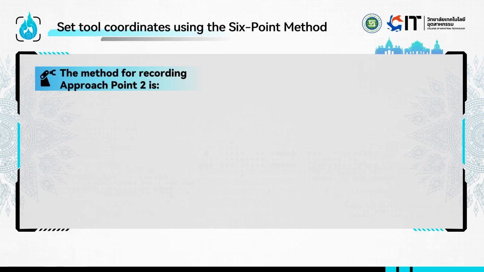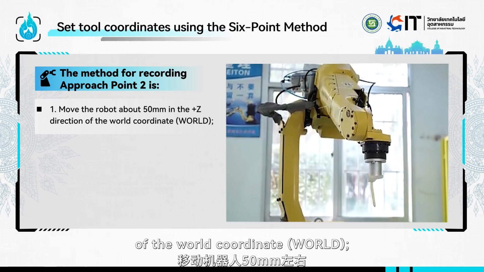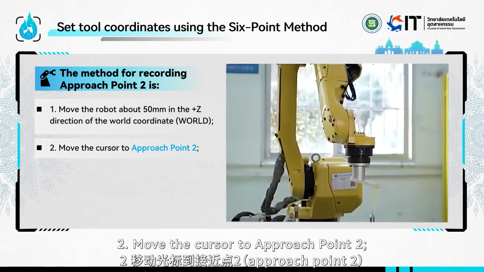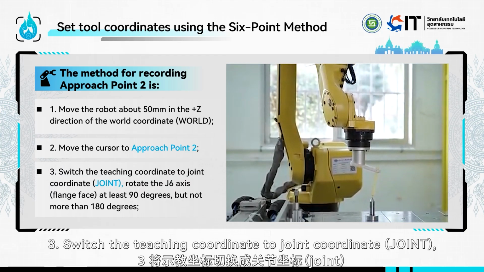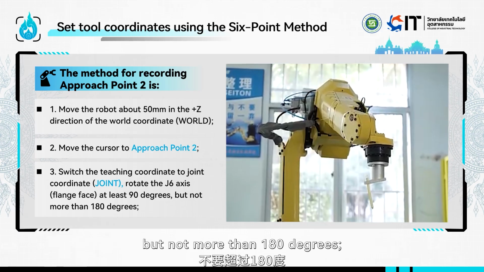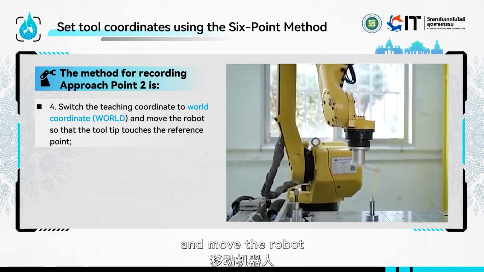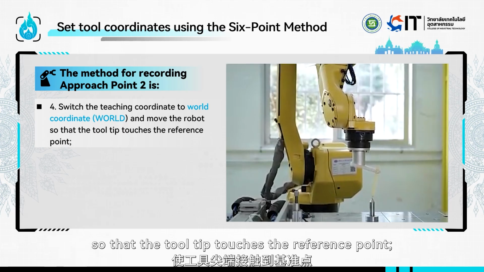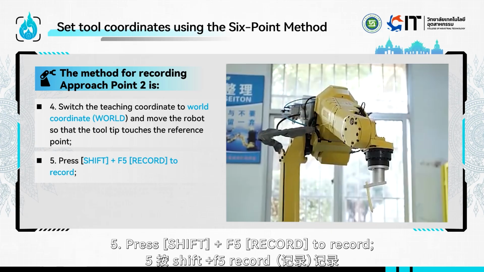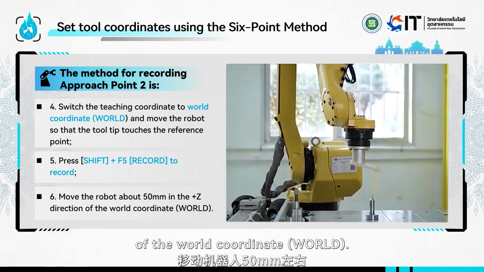Recording approach point 2. 1. Move the robot about 50 mm in the plus Z direction of the world coordinate, world. 2. Move the cursor to approach point 2. 3. Switch the teaching coordinate to joint coordinate, joint, rotate the J6 axis, flange face, at least 90 degrees, but not more than 180 degrees. 4. Switch the teaching coordinate to world coordinate, world, and move the robot so that the tool tip touches the reference point. 5. Press Shift plus F5, Record, to record. 6. Move the robot about 50 mm in the plus Z direction of the world coordinate, world.